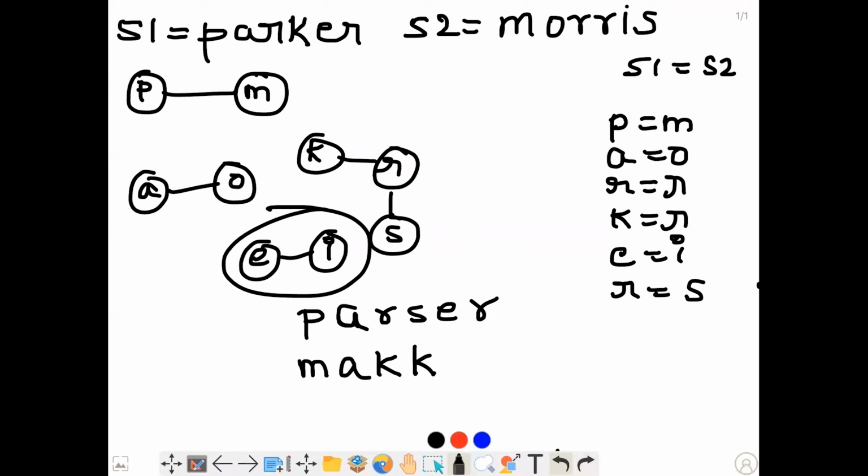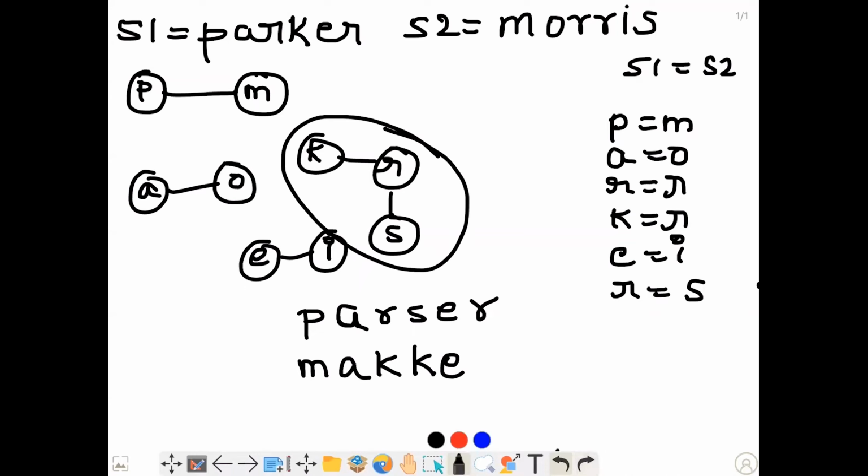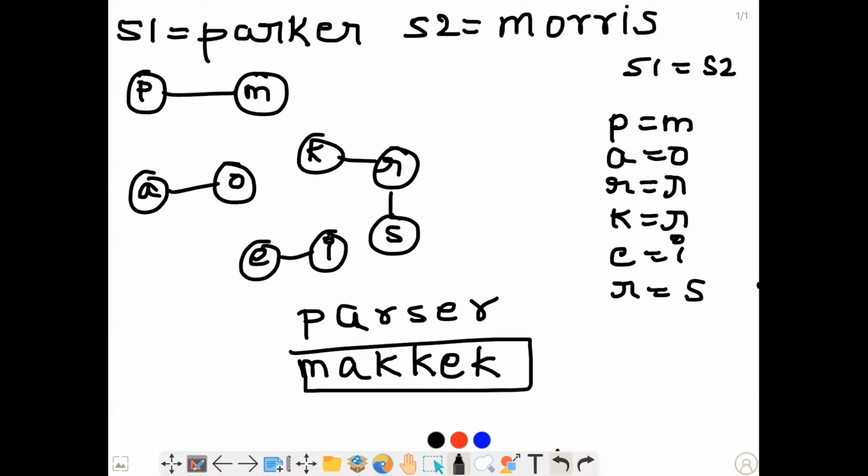Then we are here, E. At E, what is the lexicographically smallest at this component? It is E only, so we write E. And then we are at R. R belongs to this component. Lexicographically smallest is K. So the answer will be MAKKEK. This is the lexicographically smallest string equivalent to the base string. So what data structure or algorithm can we use?